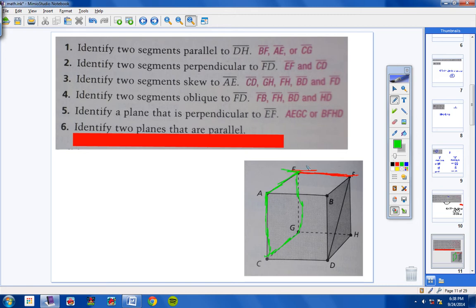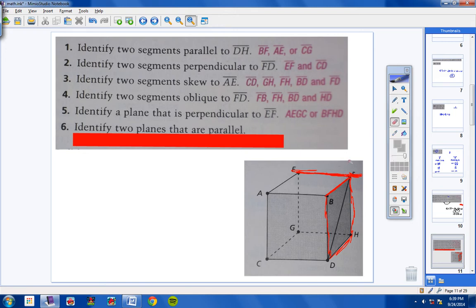This line is running this way. Let me change colors here. Now watch this carefully. This line is running this way, and then this plane right here, they would definitely be perpendicular. Okay, now also plane BFHD. So right here, this plane right here would be perpendicular to line EF. Okay, we would definitely have a right angle here. All right. And then lastly, identify two planes that are parallel.